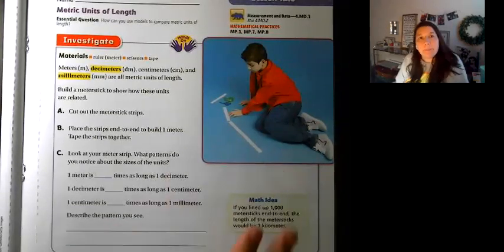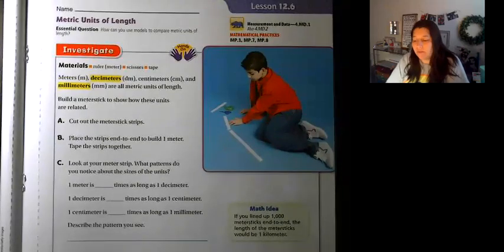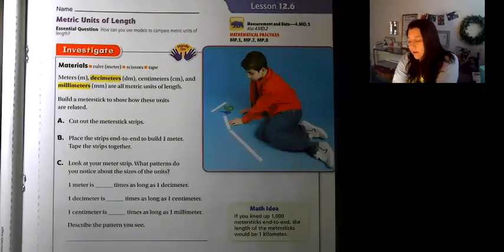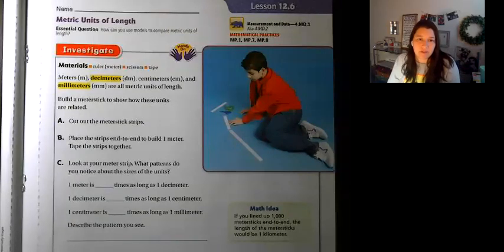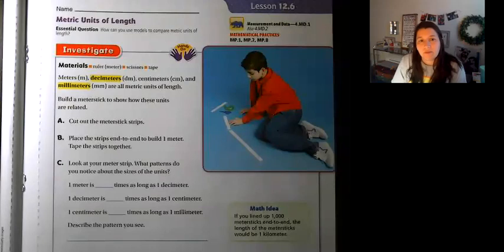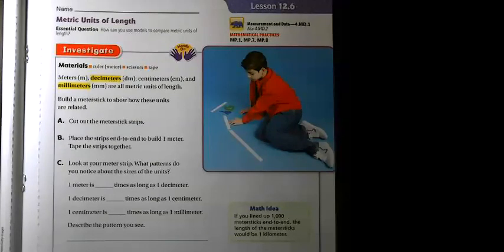Today we're going to be using our metric units of length, so we're going to go back to measuring the length of an object. This time we're going to use the metric system. Now this first part of the activity says you're going to cut out stuff. You are not. I'm going to show you some stuff on a metric ruler, and then we're going to talk about how many of each measurement it takes to make the next. Okay, let's get started.